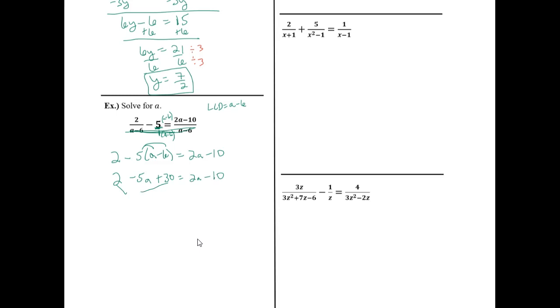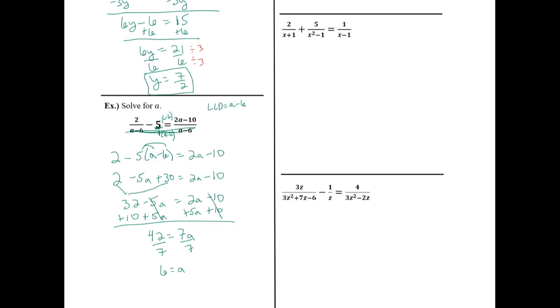I'll gather my like terms. 2 plus 30 is 32. And then get my variables on the same side. I'm going to go ahead and add the 5a, add 5a, and if I move my variable to the right, I will move my constant to the left. So 0, 0. 32 plus 10 is 42. And 2a plus 5a is 7a. Lastly, I'll undo that multiplication with division. 42 divided by 7 is 6.